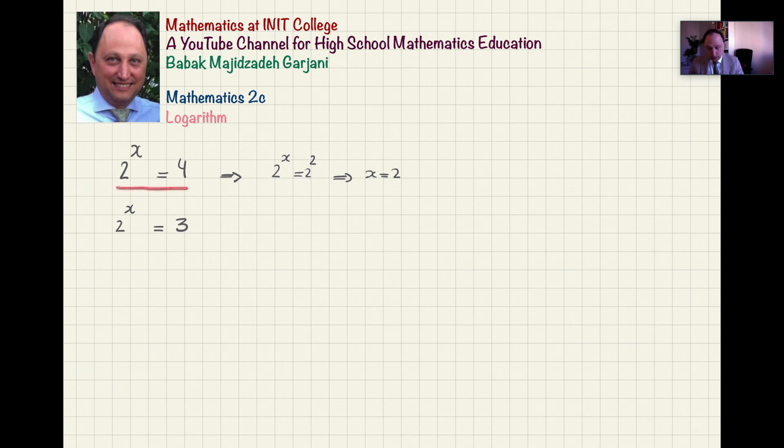So let me repeat. 2 to the x is equal to 4. We were able to solve this immediately and say that x is equal to 2. Let me change the equation just a little bit. By a little bit I mean change 4 to 3. Then if you ask me to give you that x, I cannot give it off the top of my head unless I use the notion of logarithm that I want to talk about today.